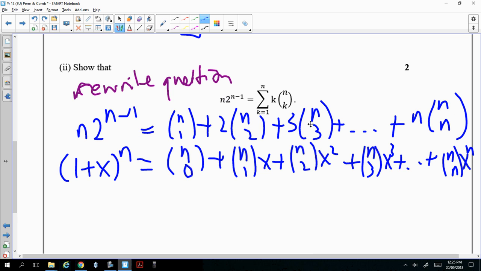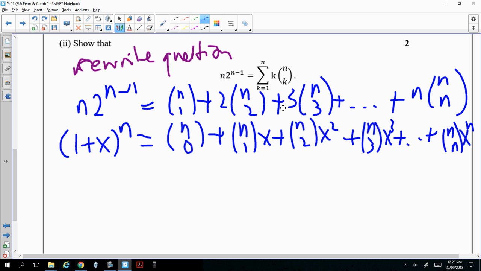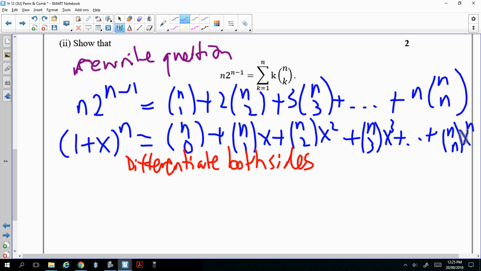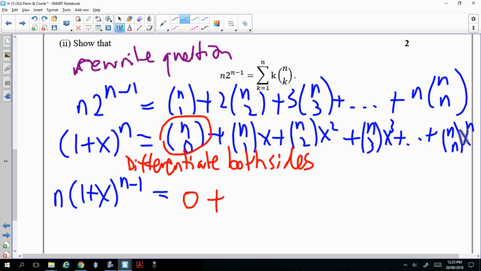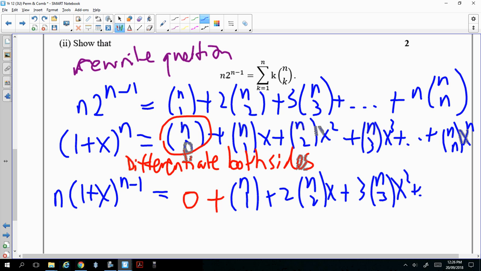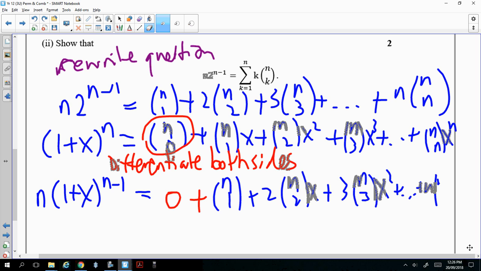Okay, good. So if you differentiate both sides, you get n(1 plus x) power n minus 1. And you also differentiate the right. Keep in mind this is a constant, so you get 0, plus n1 plus 2 n2 x plus 3 n3 x squared plus dot dot dot n x power of n minus 1. Okay, good.